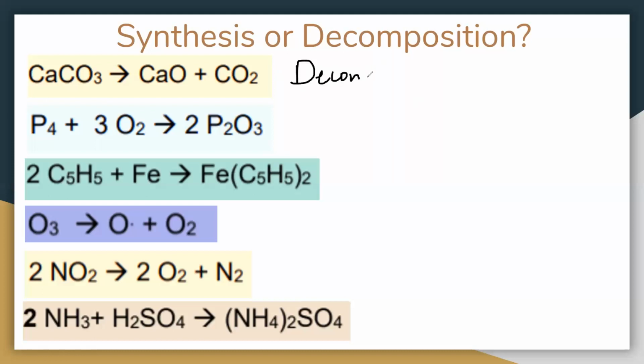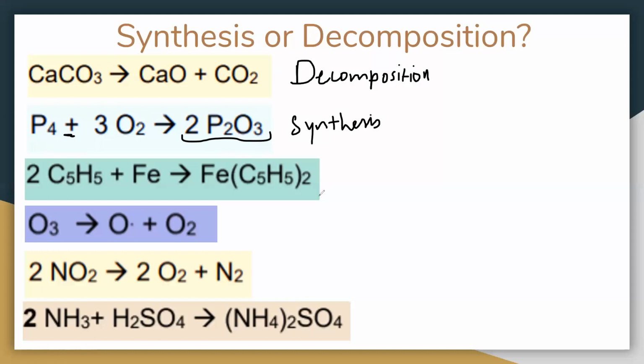We can see that calcium carbonate is clearly breaking down or decomposing into smaller substances, which are calcium oxide and carbon dioxide. Okay, next one. So P4 plus 3O2, what type of reaction is that? In the chat box, you can either write S for synthesis or D for decomposition. Excellent, yes, it's synthesis. We can see a clear addition there, a clear combination of smaller substances to form a bigger compound. So this is synthesis, otherwise known as a combination reaction.